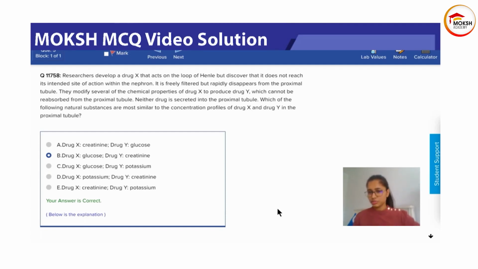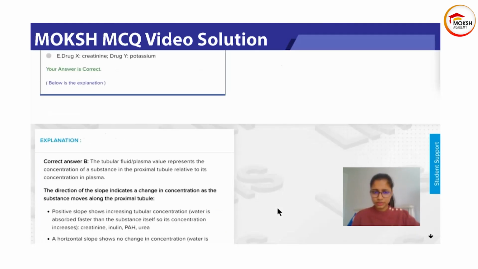If it's horizontal, where the concentration doesn't change too much between the plasma and the tubular fluid, those are most of your electrolytes. Vitamins just want to maintain the equivalent amount. Negative slope is where you want to reabsorb everything that you have filtered. So that's your glucose and your amino acids.